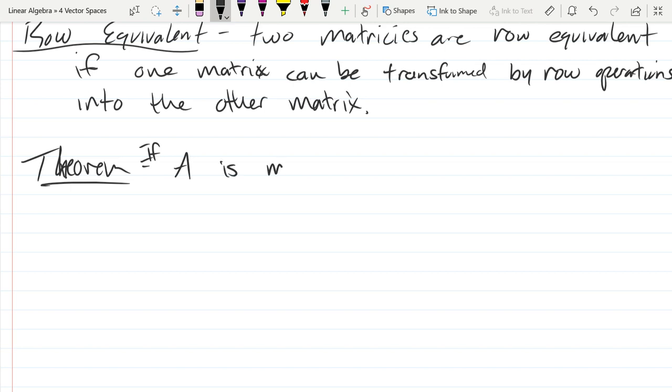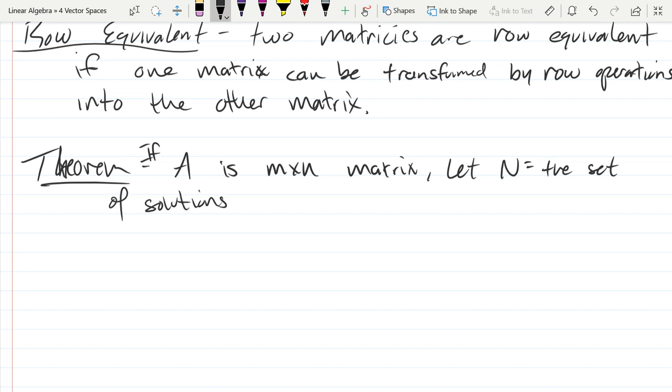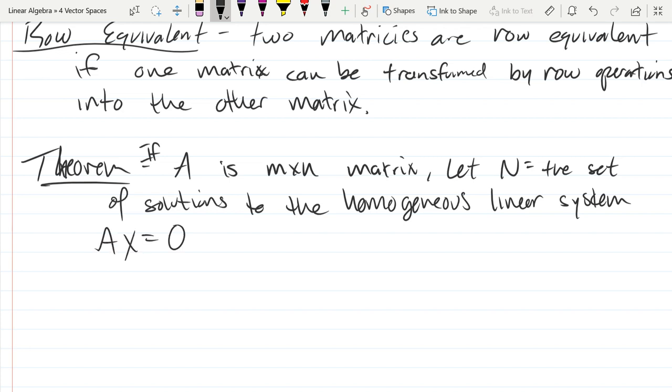So if A is an M by N matrix, let capital N equal the set of solutions to the homogeneous linear system AX equals 0. Then I'll write the conclusion on the next line. So that was all the hypothesis. So if A is an M by N matrix and capital N is the set of solutions to the homogeneous linear system, then N is a subspace.